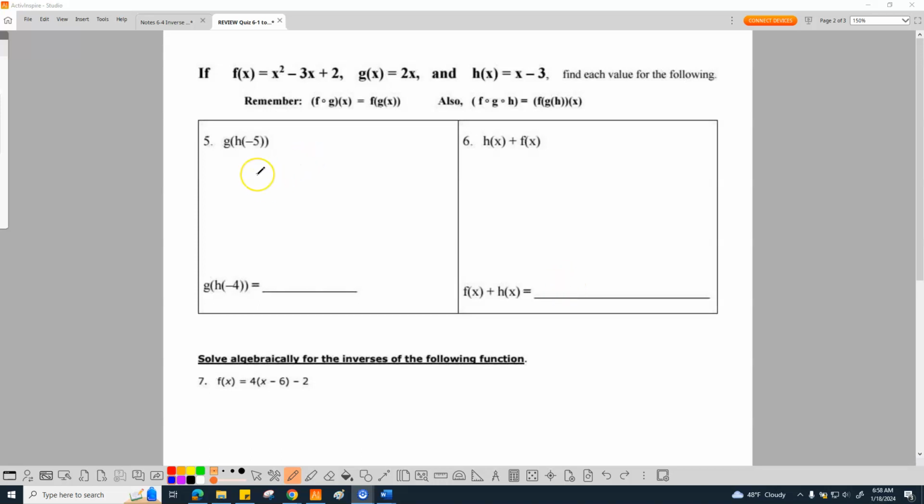Okay, I'm going to go ahead and start this. Now, this stuff looks a lot scarier than it actually is, so don't panic on this stuff at all.